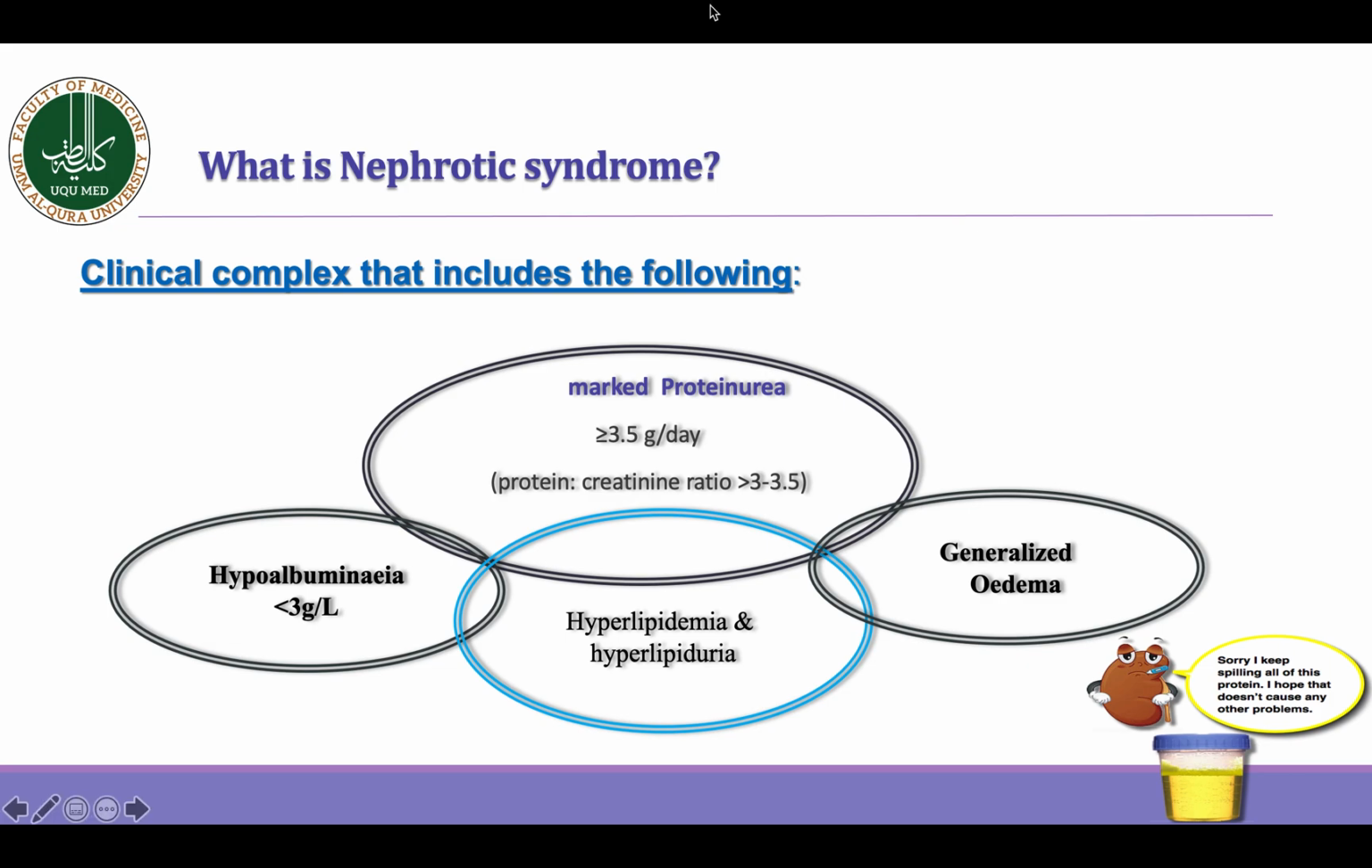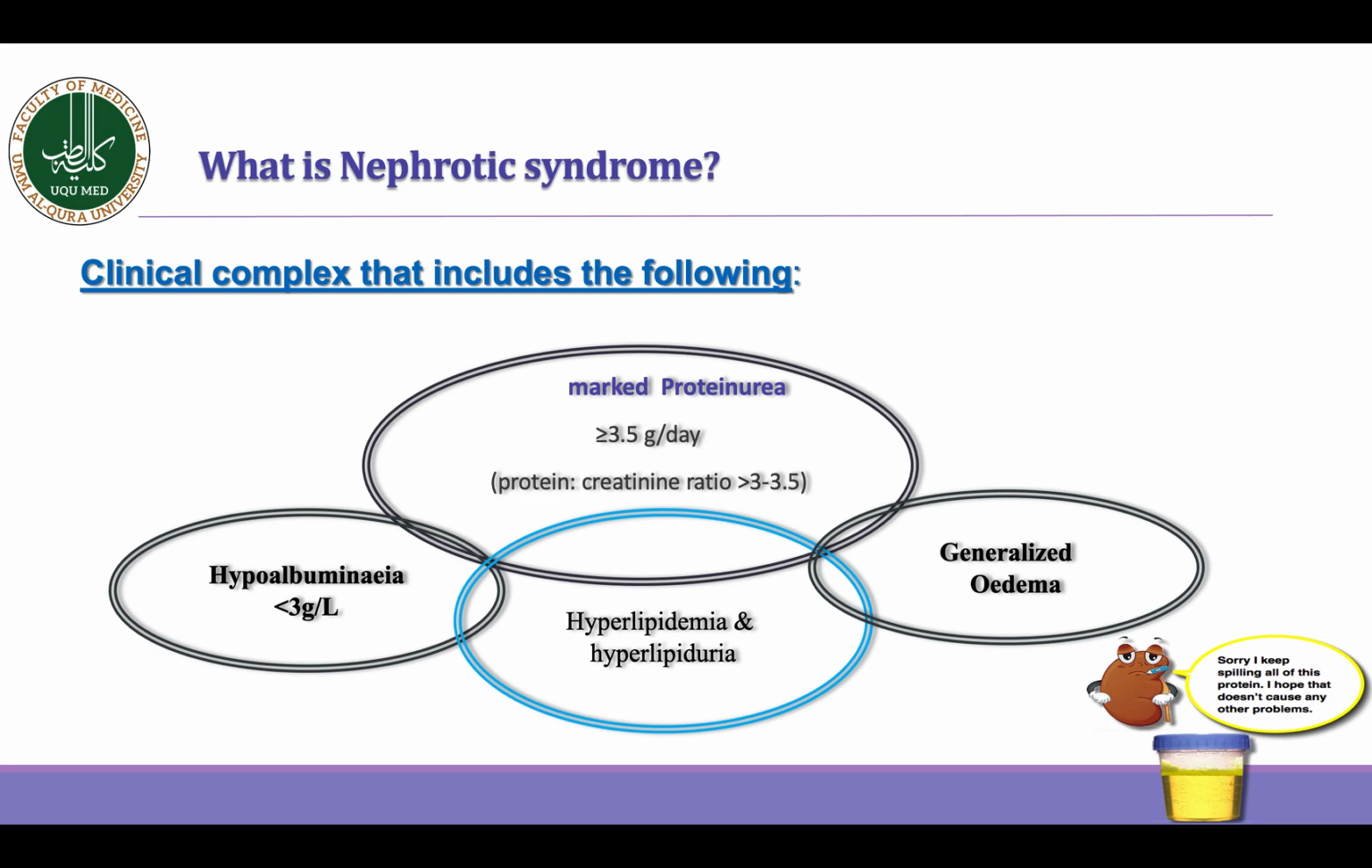So the first feature of nephrotic syndrome is marked proteinuria. Considering that there are millions, an estimated 1.5 million glomeruli within the kidney, the amount of albumin will be a lot if there is leak of albumin. In a typical form of nephrotic syndrome, the amount of protein is 3.5 gram or more per day. So we have to collect 24-hour urine from the patient, and we measure the amount of protein, typically more than 3.5 gram per day. So this is the first feature of nephrotic syndrome.